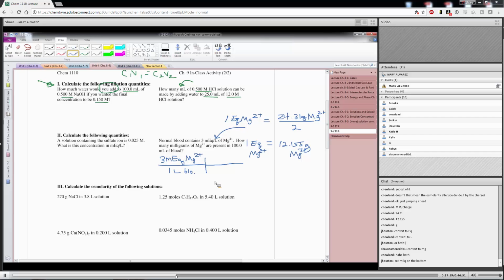Put milliequivalents on the bottom. Okay, so how many milliequivalents are in 1 equivalent? 1,000, because that's what milli means. Excellent. Okay. So now we're at equivalents. Now what should we do?